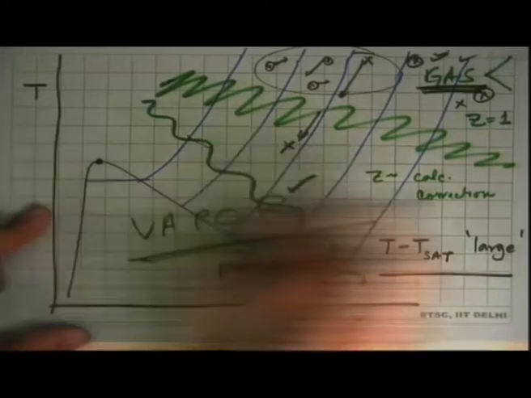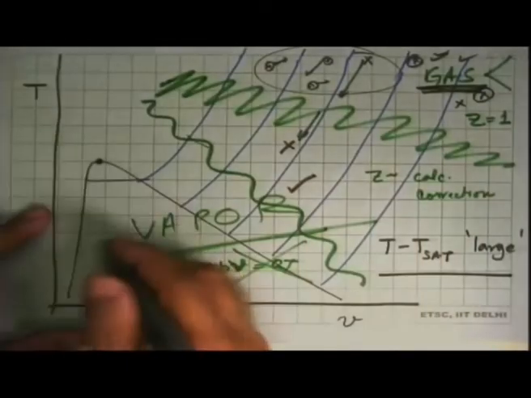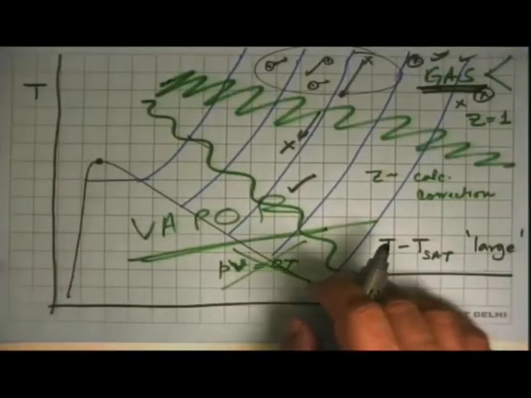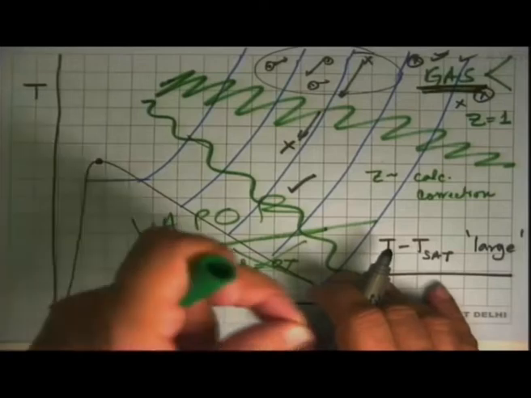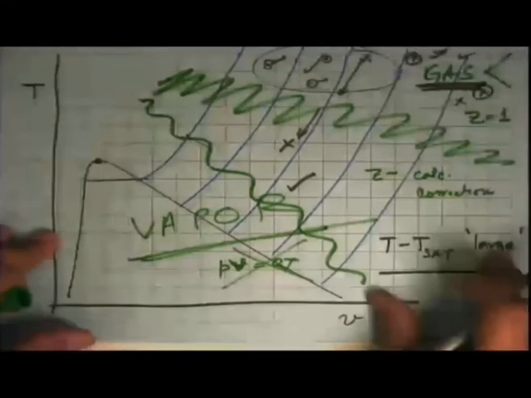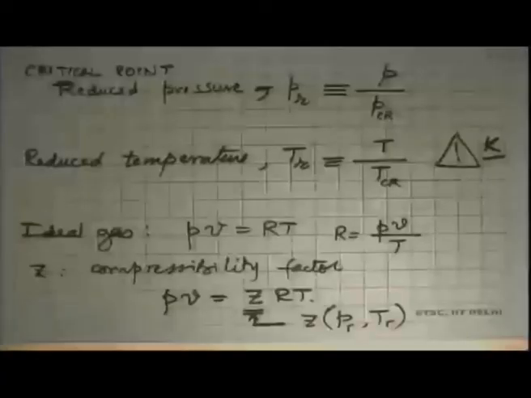Only difference is that the correction that Z will bring to PV equal to RT is very big. In fact, here it will be correction of the order of 100. So it is not 1%, 2%, 5% deviation from ideal gas, it's a huge deviation from ideal gas. But that forms the basis for a unified set of equations for the entire range of behavior. Okay. I'll come back to the questions in a few minutes. We'll just wrap up this thing and then I will take all the questions.